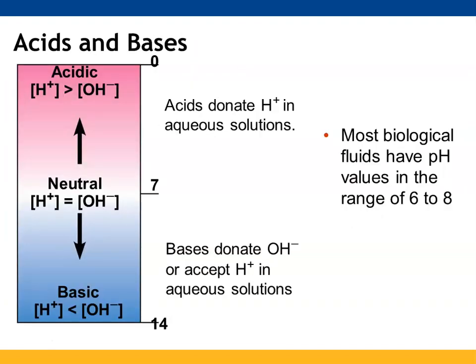When you're acidic, you're going to have more hydrogen ions present than hydroxide. When you're basic, you're going to have more hydroxide ions present than hydrogens. In general, biological fluids tend to have a pH pretty close to neutral, anywhere from like that 6 to 8 range.